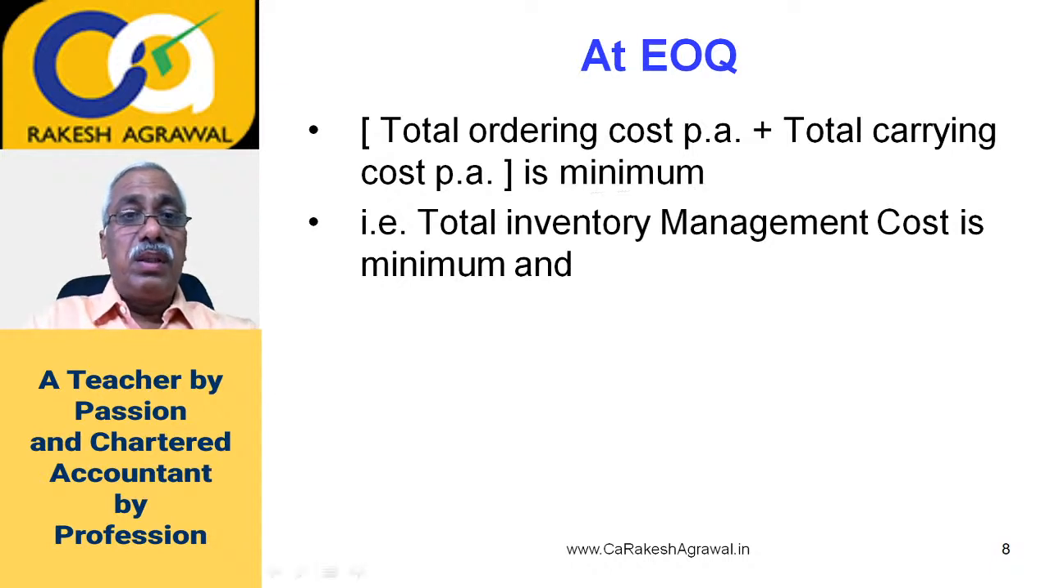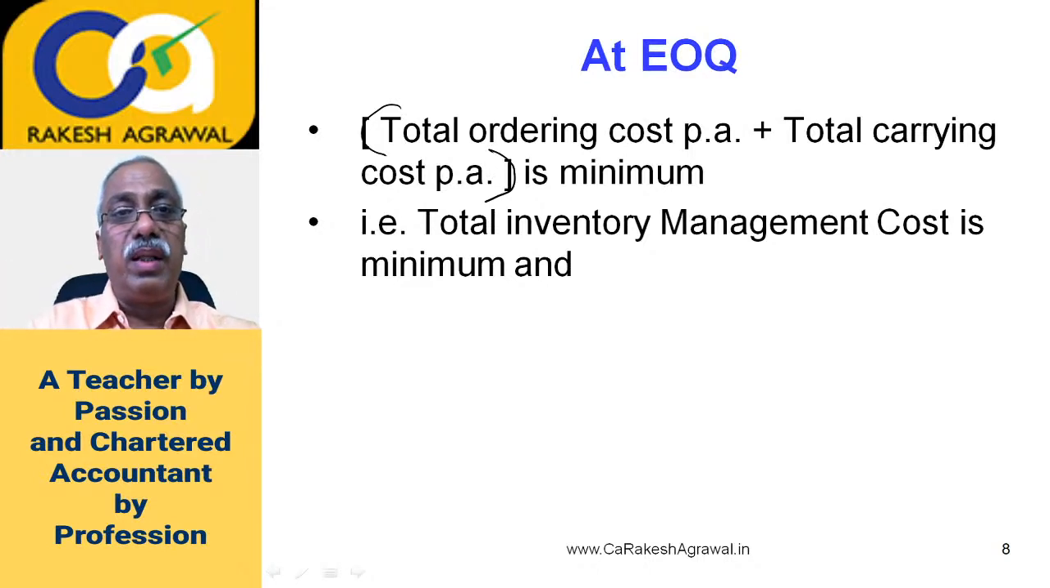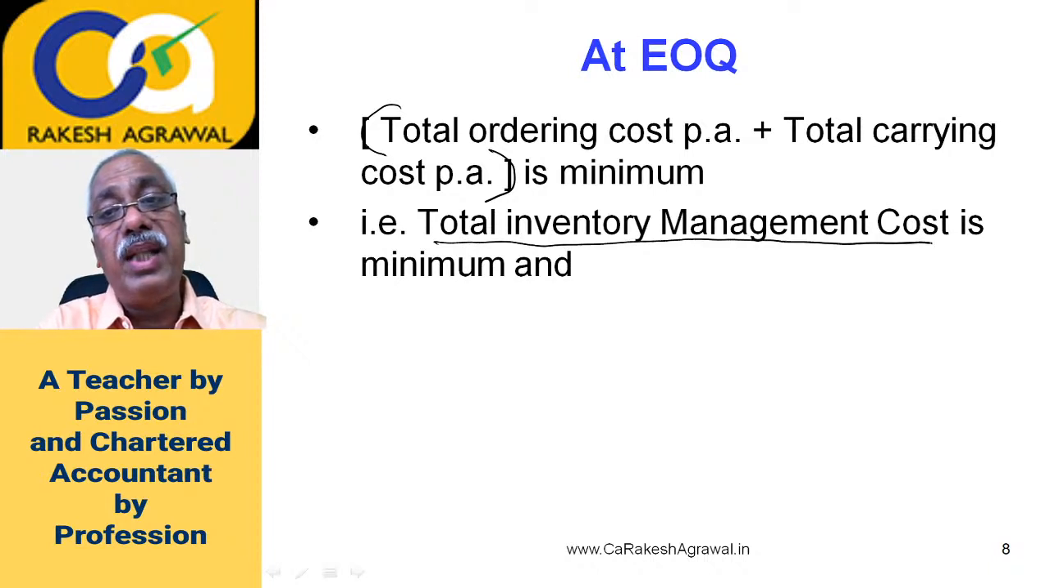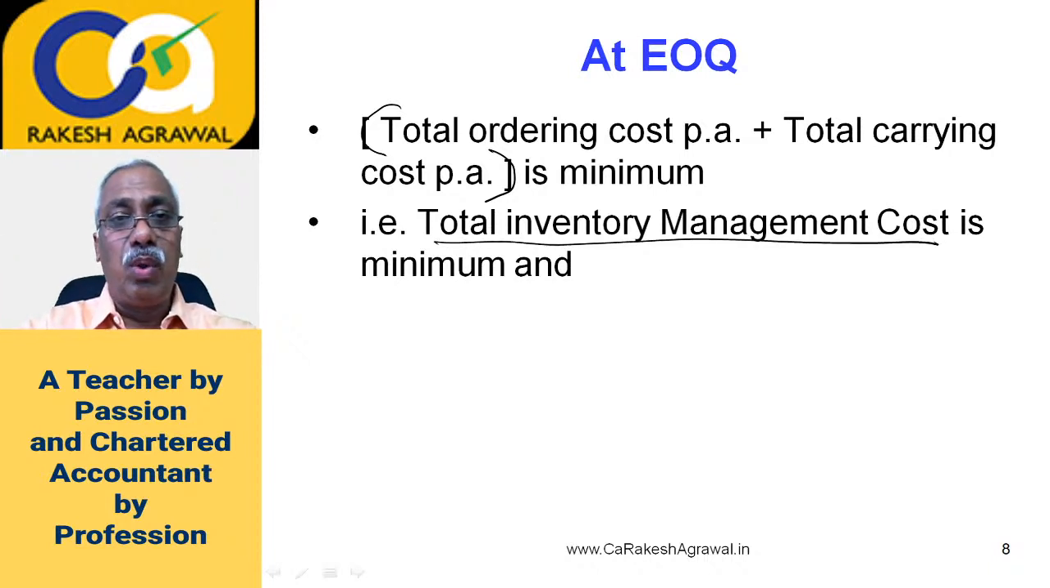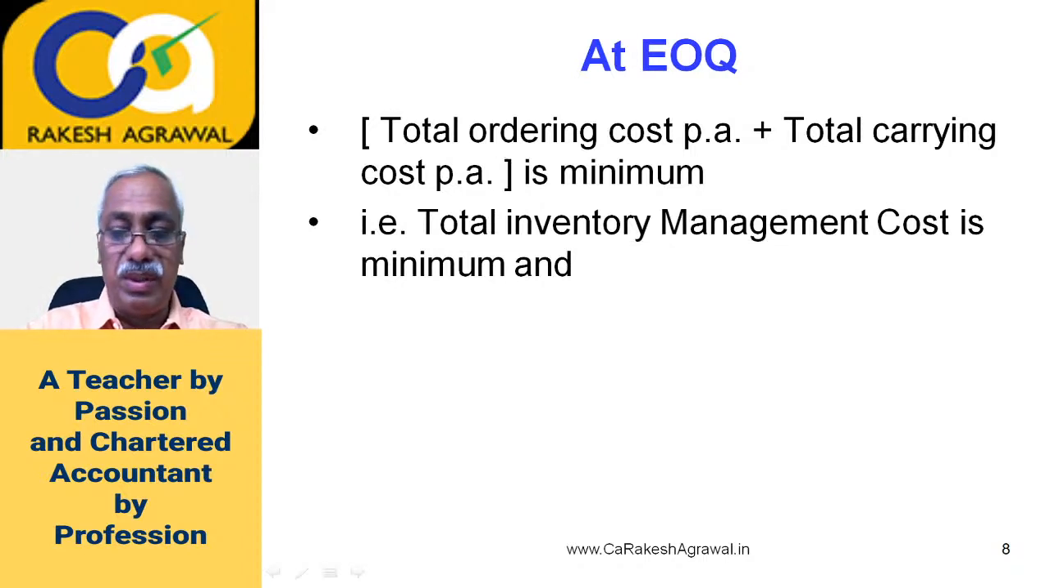Now please remember this total ordering plus total carrying cost, that is this bracket which I have drawn. Carrying plus ordering cost together is also known as total inventory management cost. It means your inventory management cost is minimum. So when your inventory management cost is minimum, then that quantity at which it is minimum is economical ordering quantity.